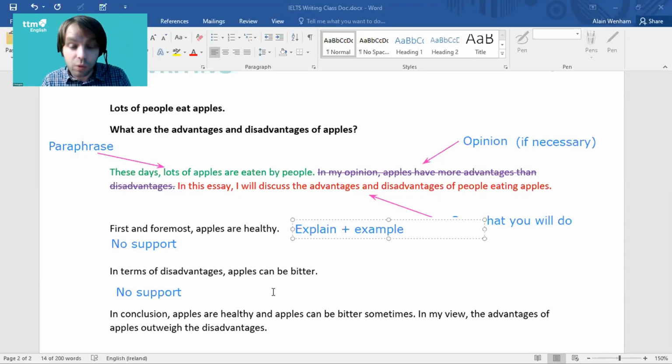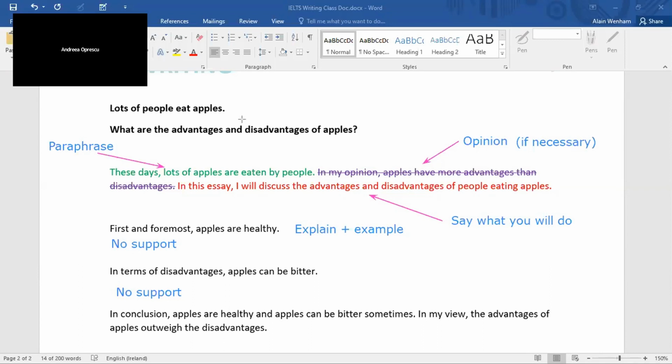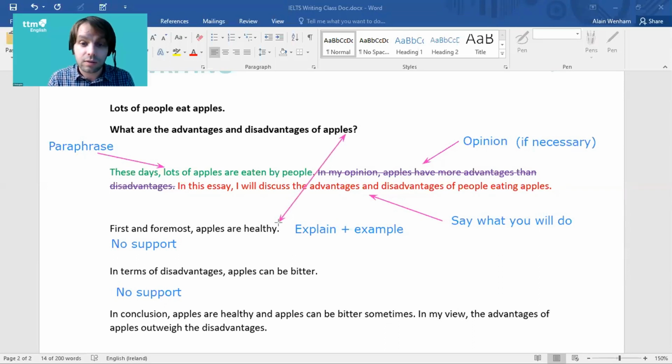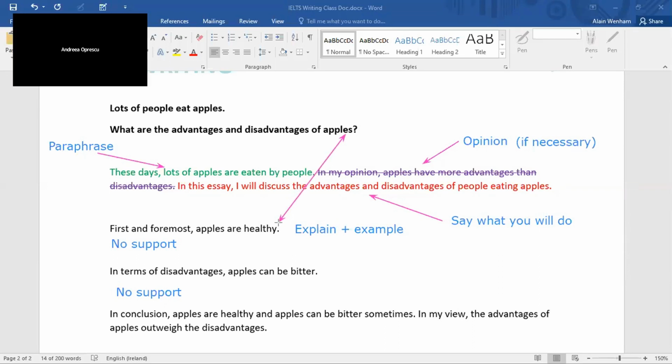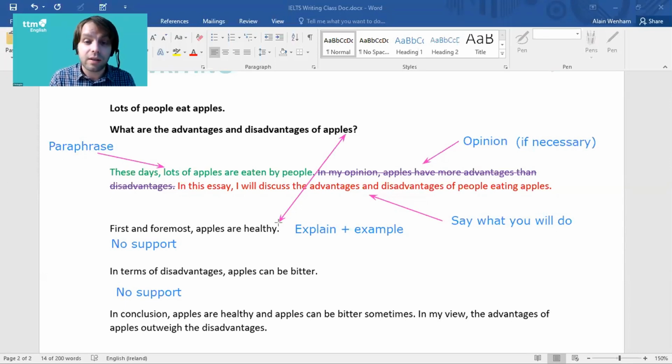But I want you to understand the reason why we do it. And then when you see more complicated essays, you're going to have to change this structure, okay? The reason why we say you must explain, you must give an example, is because IELTS say support ideas. What's the main idea again, Andrea? The main idea is healthy. It's the answer to the question. Right. So what are the advantages and disadvantages of apples? Answer number 1: apples are healthy. Right. That's an advantage, isn't it?